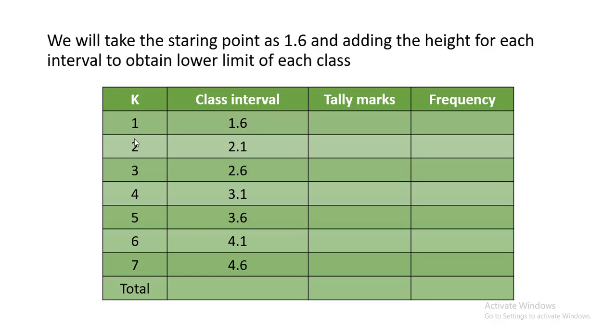Now as you can see, I have divided my data into 7 classes. The first class is 1.6, 2.1. Now 1.6, if I add 0.5 to it, the result is 2.1. If I add height to this lower limit, I will get 2.6. If I add height to 2.6, I will get 3.1. 3.1 plus 0.5 gives me 3.6. 3.6 plus 0.5 gives me 4.1, and 4.1 plus 0.5 gives me 4.6.